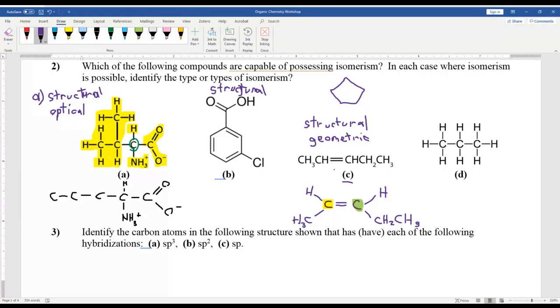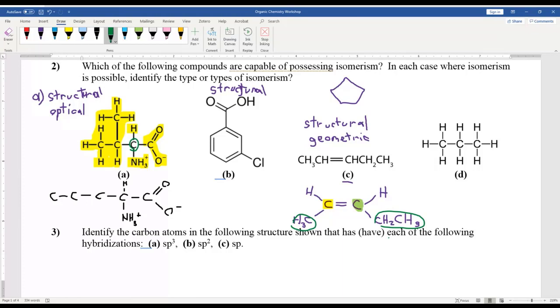So the only ones I could even consider for being chiral would be this one here and these 2 over here. But since each of them are connected to 2 or more hydrogens, they obviously don't have 4 different groups attached to them, and therefore they would not be chiral. So no optical isomerism.